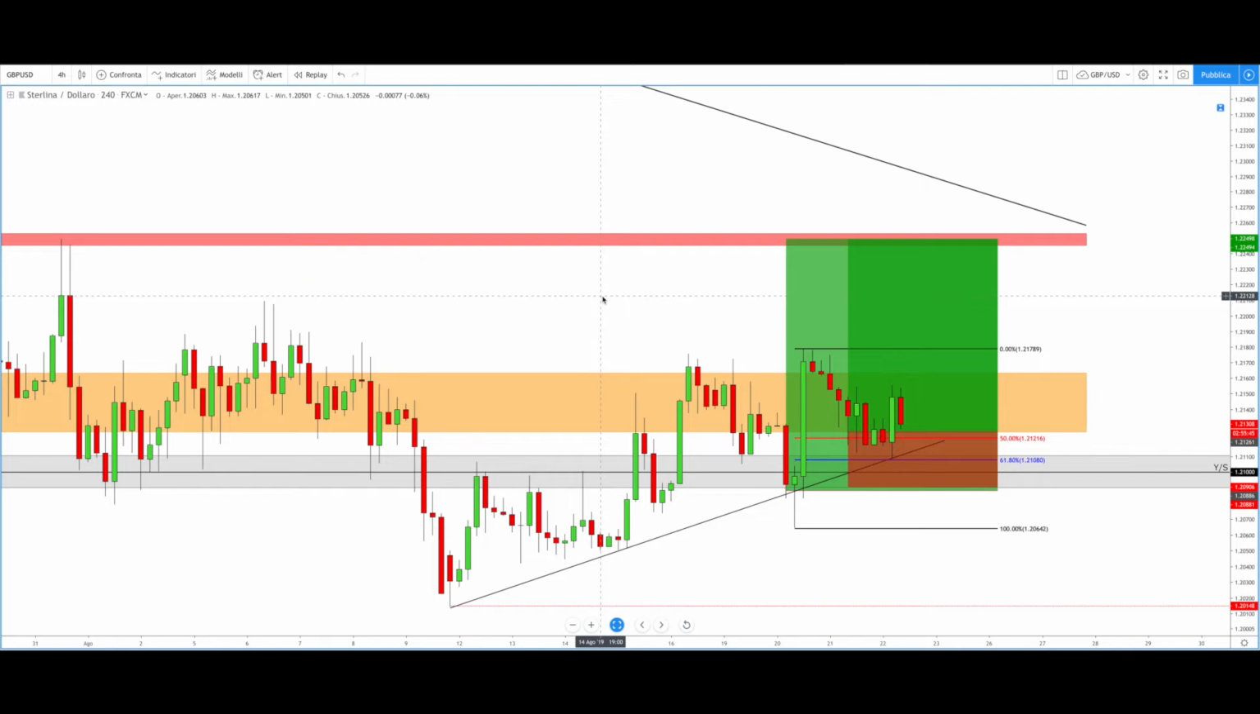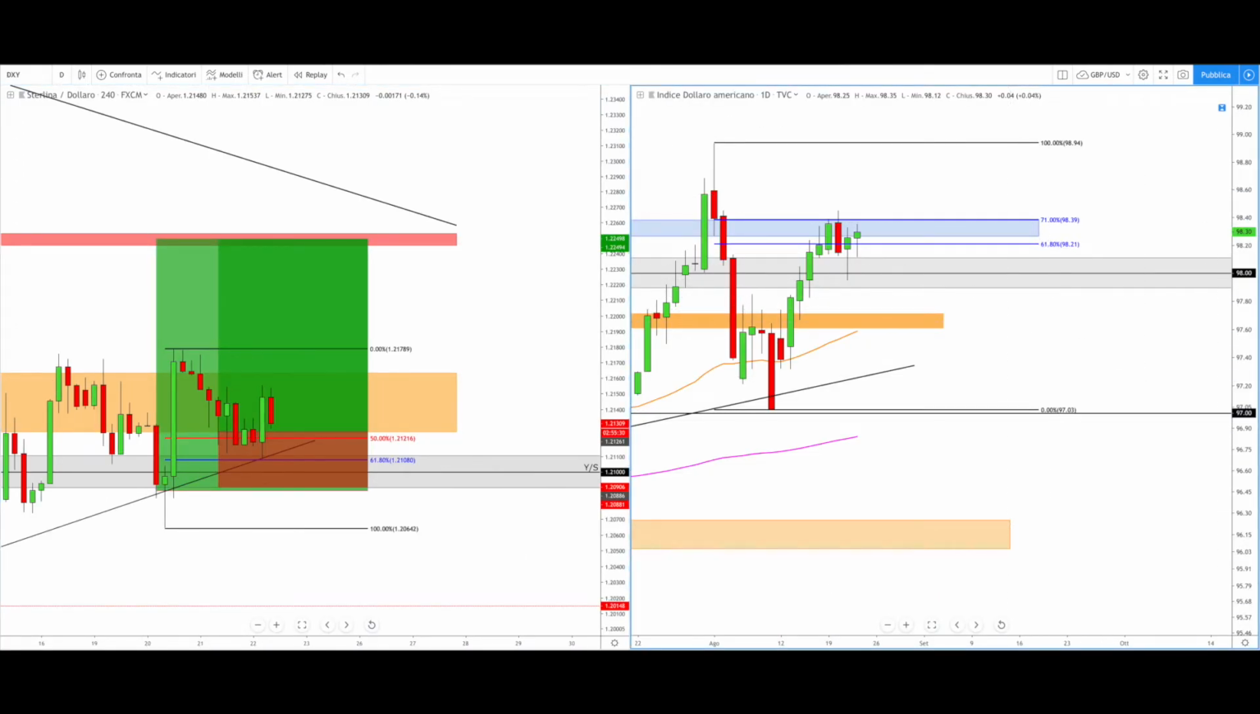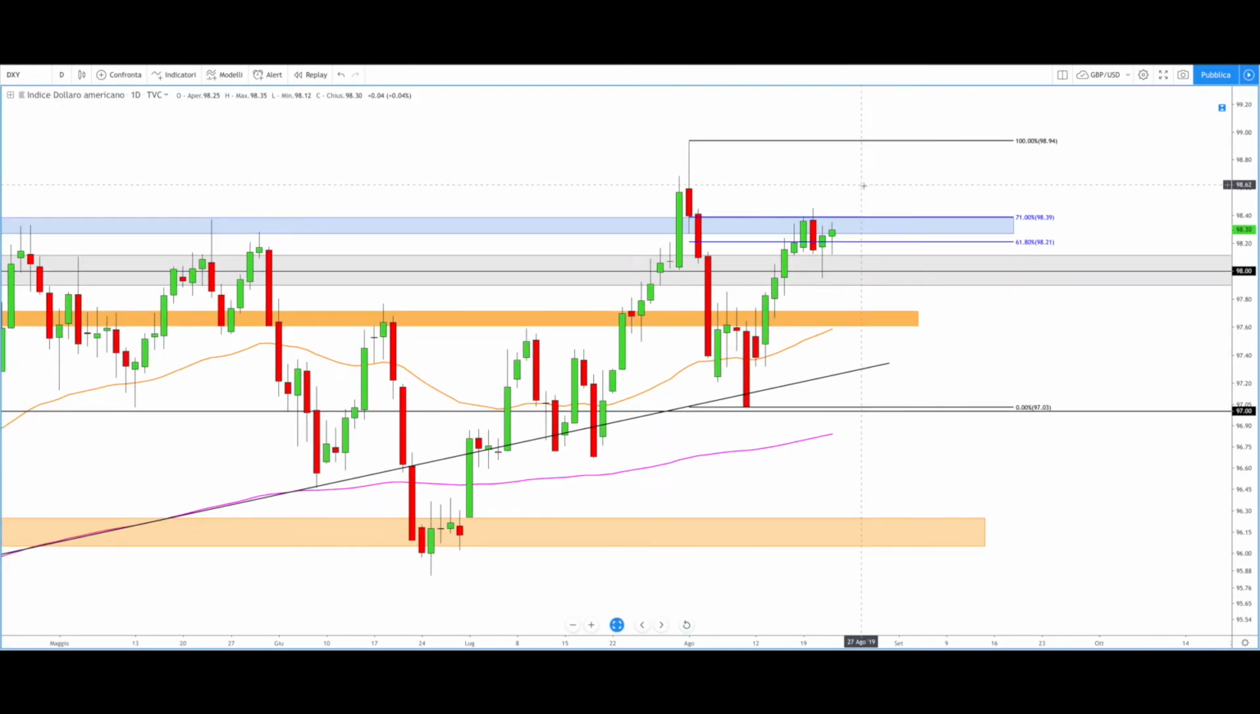Now we need to wait and look if the GBP will find the strength for a deeper correction after the huge bearish movement of the last weeks and months. But obviously, guys, this trade is strongly related with the dollar index here.